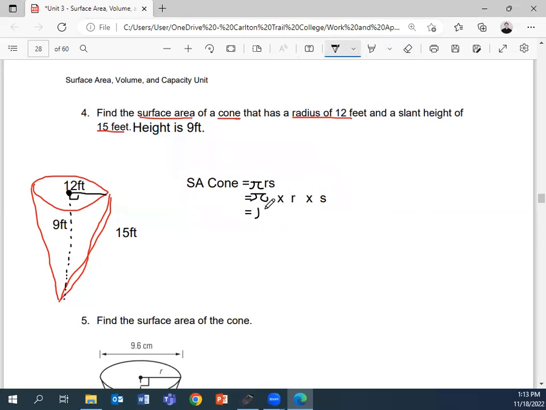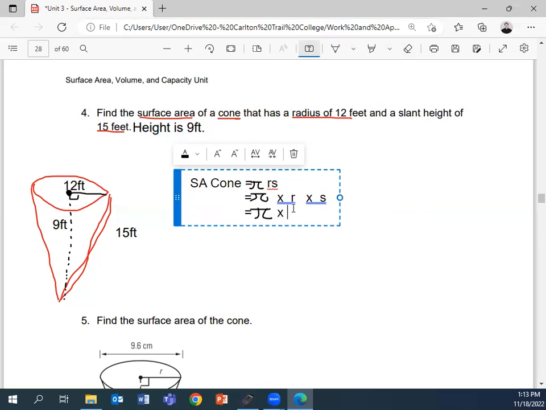So let's substitute those values in. Anna, what is my r? 12 feet. Yep. Times Aiden, what's my s? Slant, which is 15. 15 feet, right? Cool. Now I just bump this into my calculator. 12 times 15 times pi is going to give me 565.49 feet squared. Simple enough.